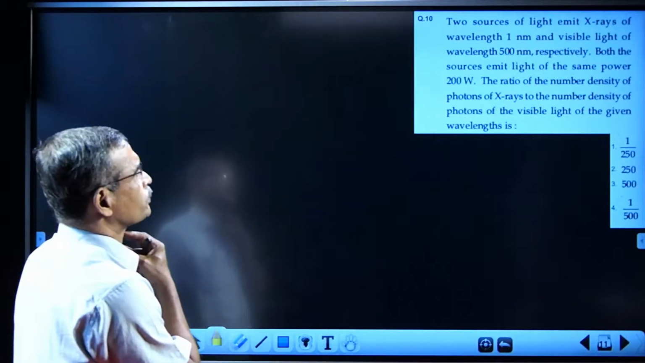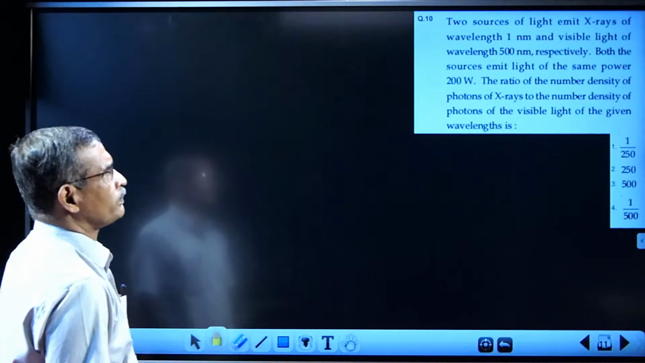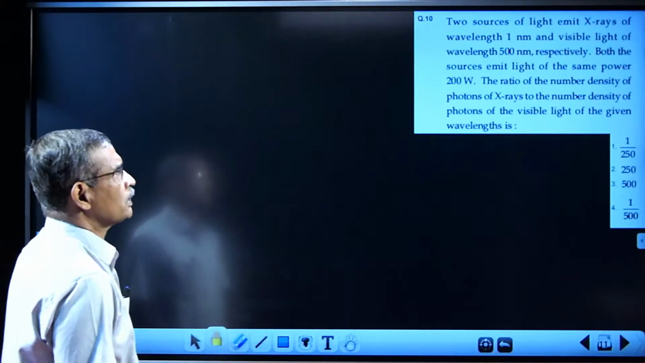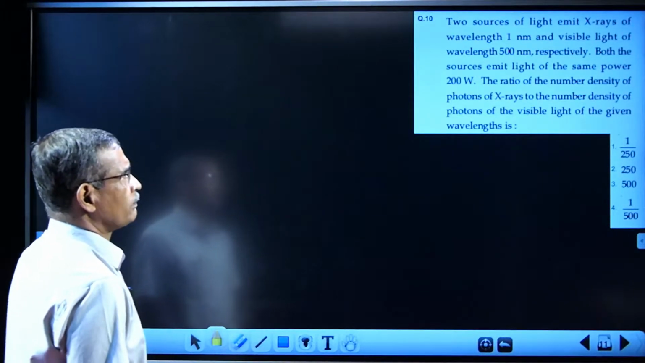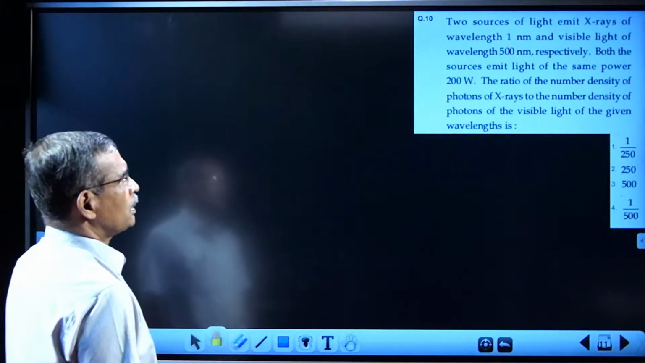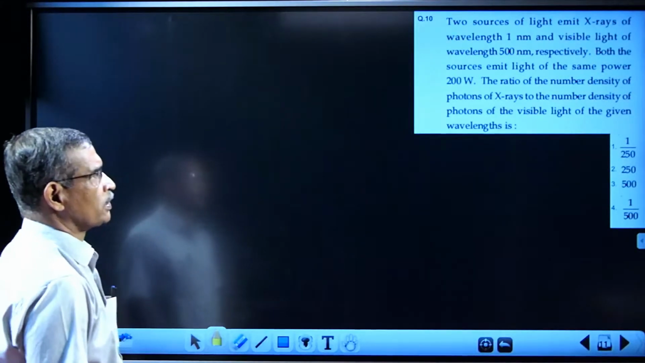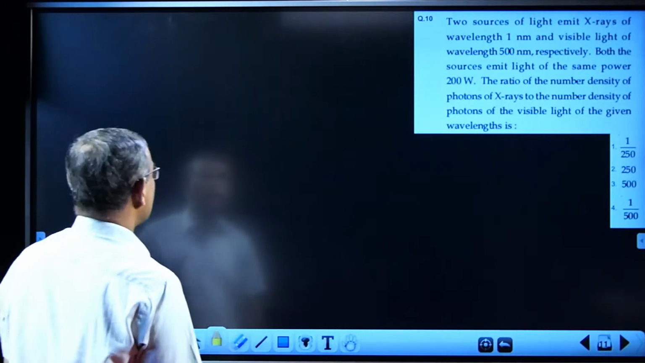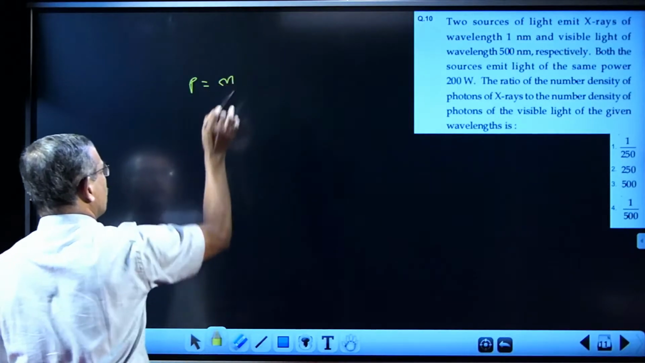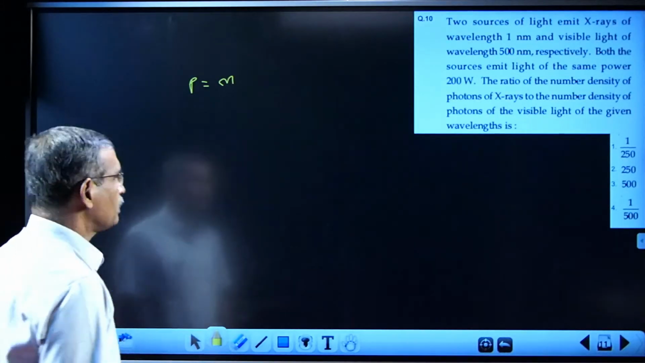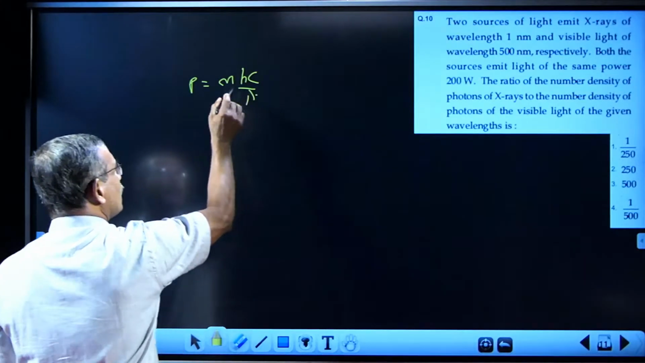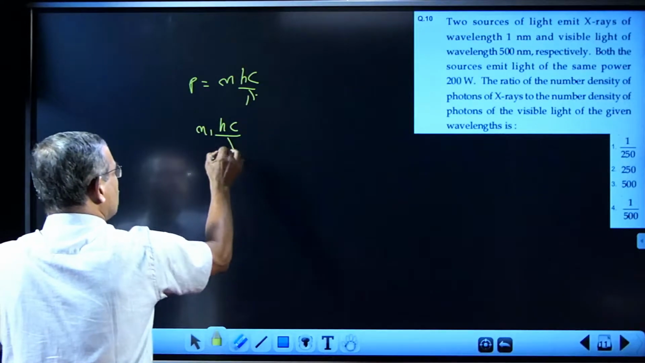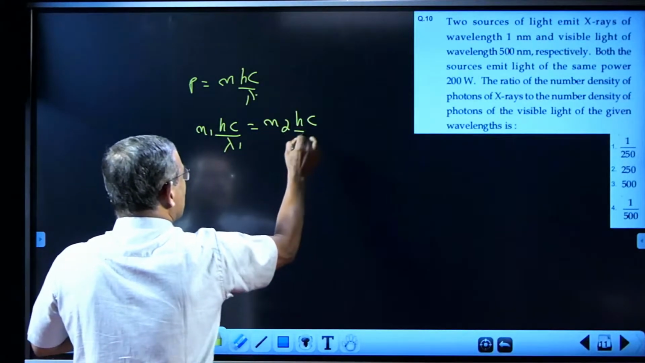Two sources of light emit X-rays of wavelength 1 nanometer and visible light of 500 nanometer respectively. Both the sources emit light of the same power, 200 watt. The ratio of the number density of photons of X-ray to the number density of visible light is asked. It is given that power is the same. Power is given by n, the number of photons per second, times hc by lambda. Since power is the same, you can write n1 hc by lambda 1 is equal to n2 hc by lambda 2.